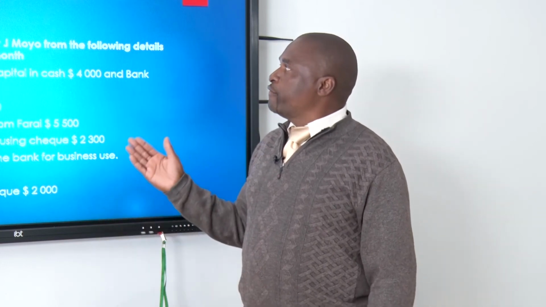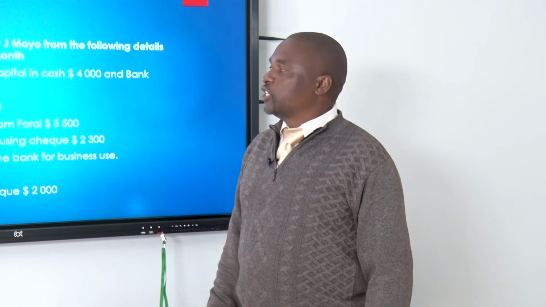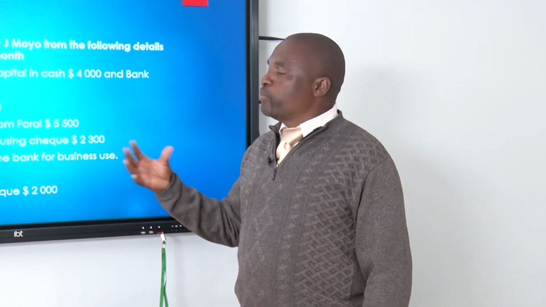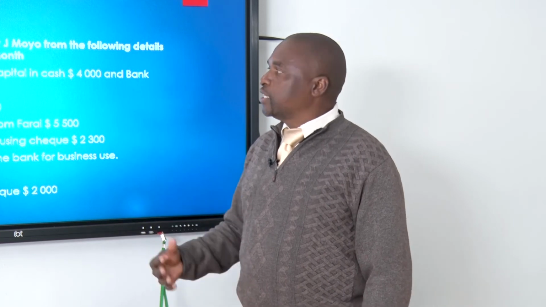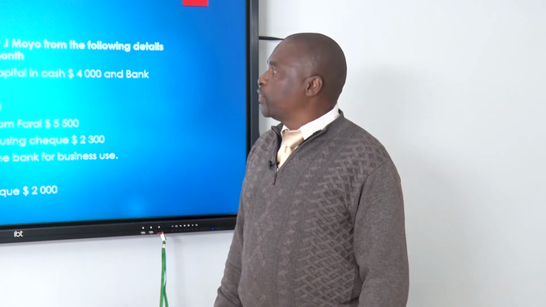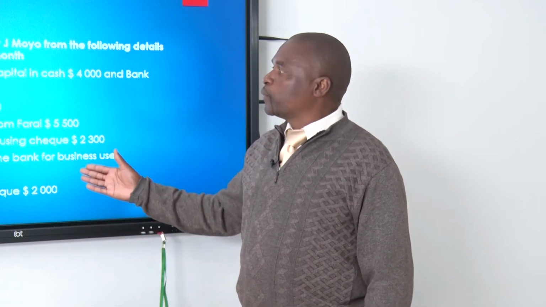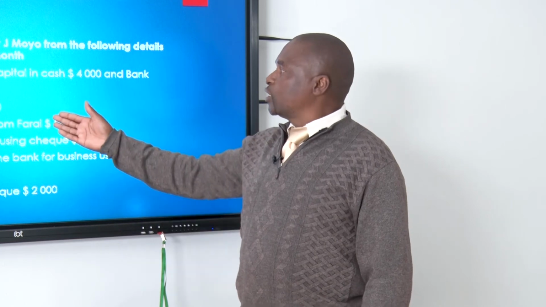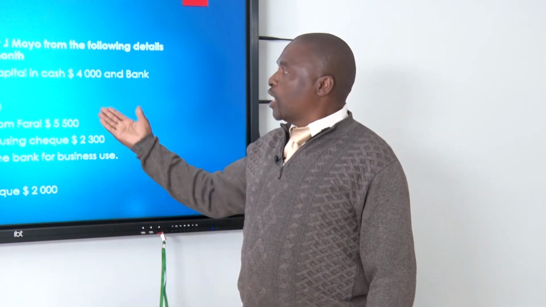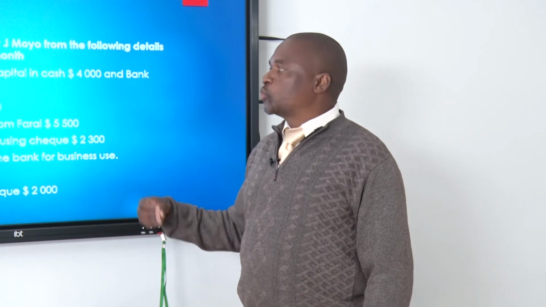Right? I have a short revision exercise for you, just to test whether you have mastered how we make entries into the different cash books. Write a 2-column cash book for J. Moyo from the following details and balance off at the end of the month. These are the transactions of J. Moyo, a retailer. He started business with capital in cash 4,000 and bank 8,000. I'm sure you understood that capital, this is the money that is used to start a business.